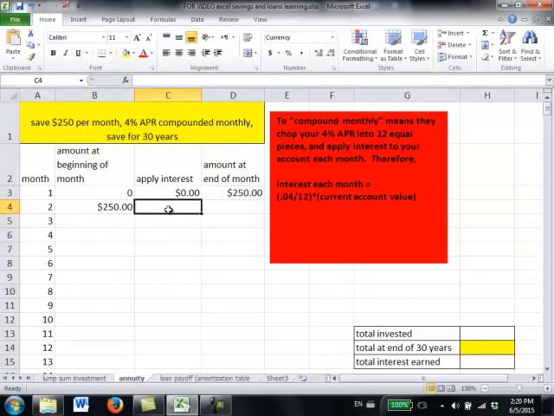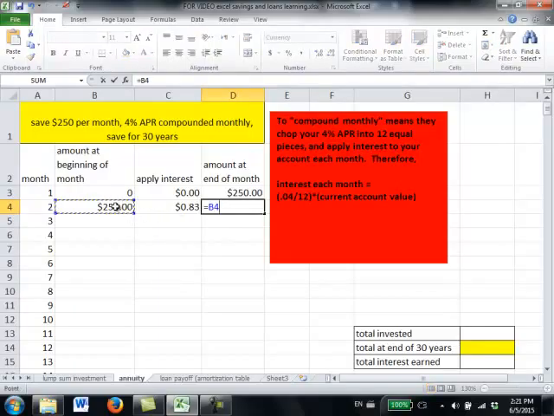The interest that I get, it will equal that 0.04 divided by 12 times the amount I have in the account, which is cell B4. So they're going to give me 83 cents of interest. So how much will I have at the end of the month? Well, this cell should equal the amount I had at the beginning of the month, cell B4, plus the interest I gained, cell C4, plus now we're going to add in another $250 because we invest $250 every month. And now I press enter.